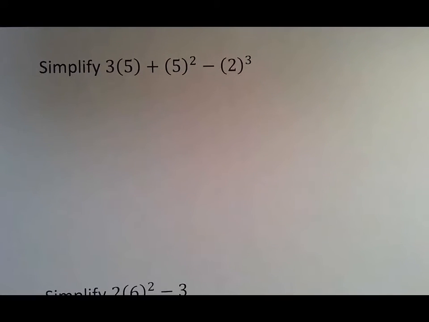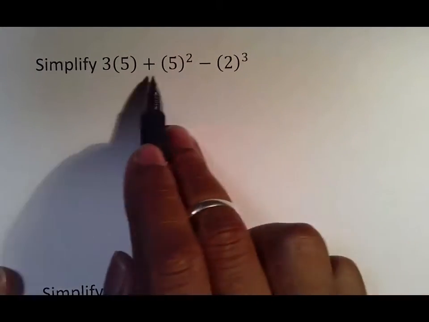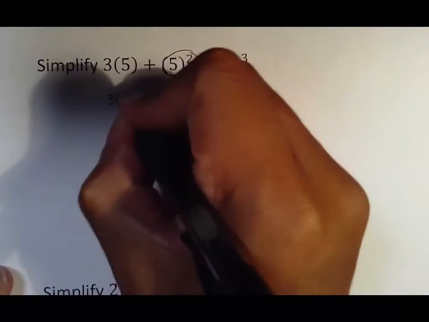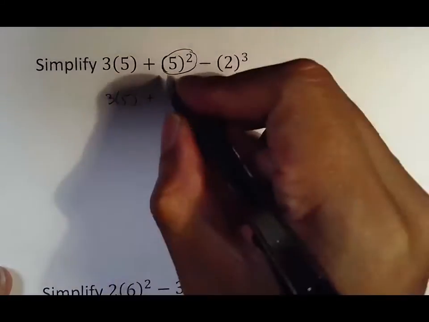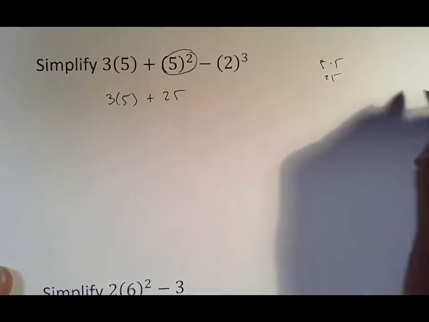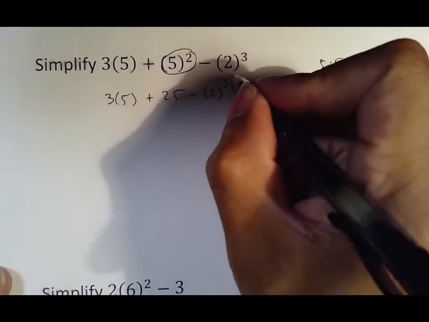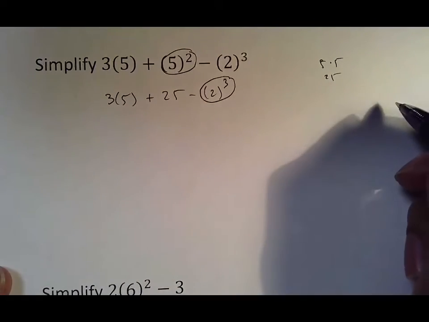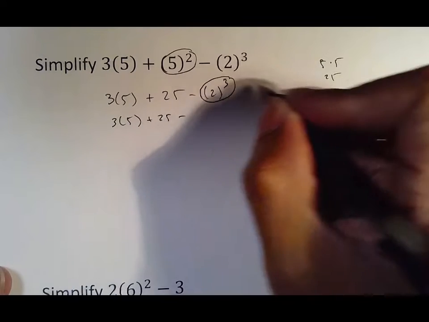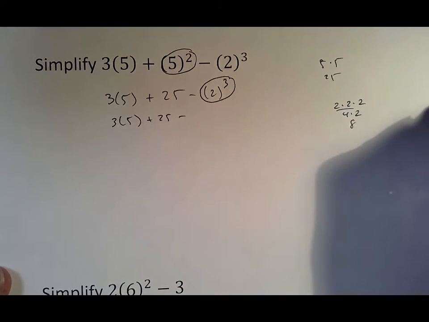Looking at the other things that we need to be doing, these are the questions we need to do. So again, looking at this question, the first thing I notice is that there's an exponent here. So what I'm going to do is change that. I'm going to copy the 3 parentheses 5. I'm going to copy the plus. 5 squared means 5 times 5, which is 25. So I'm going to rewrite that here. Minus parentheses 2 to the third. I see another exponent, and I really have to make sure all my exponents are gone. 3 parentheses 5 plus 25 minus 2 to the third means 3 2s, which is 8.